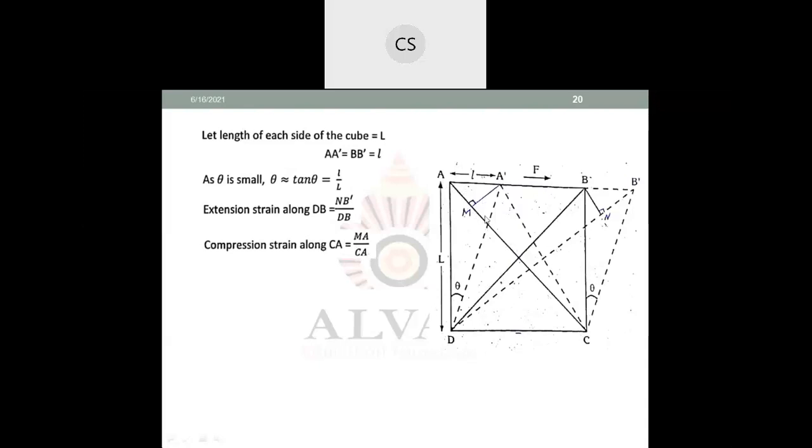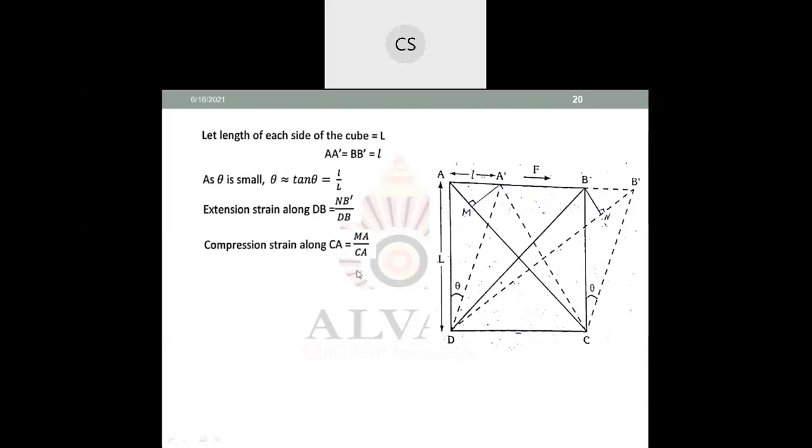CM and A dash C have the same length. So AM, or MA, is the additional length; MA is the compressed length. Therefore, you can write the change in length to the original length. The original length is AC, or CA. How much does it get compressed? MA is the amount by which it is compressed. So it is MA by CA.